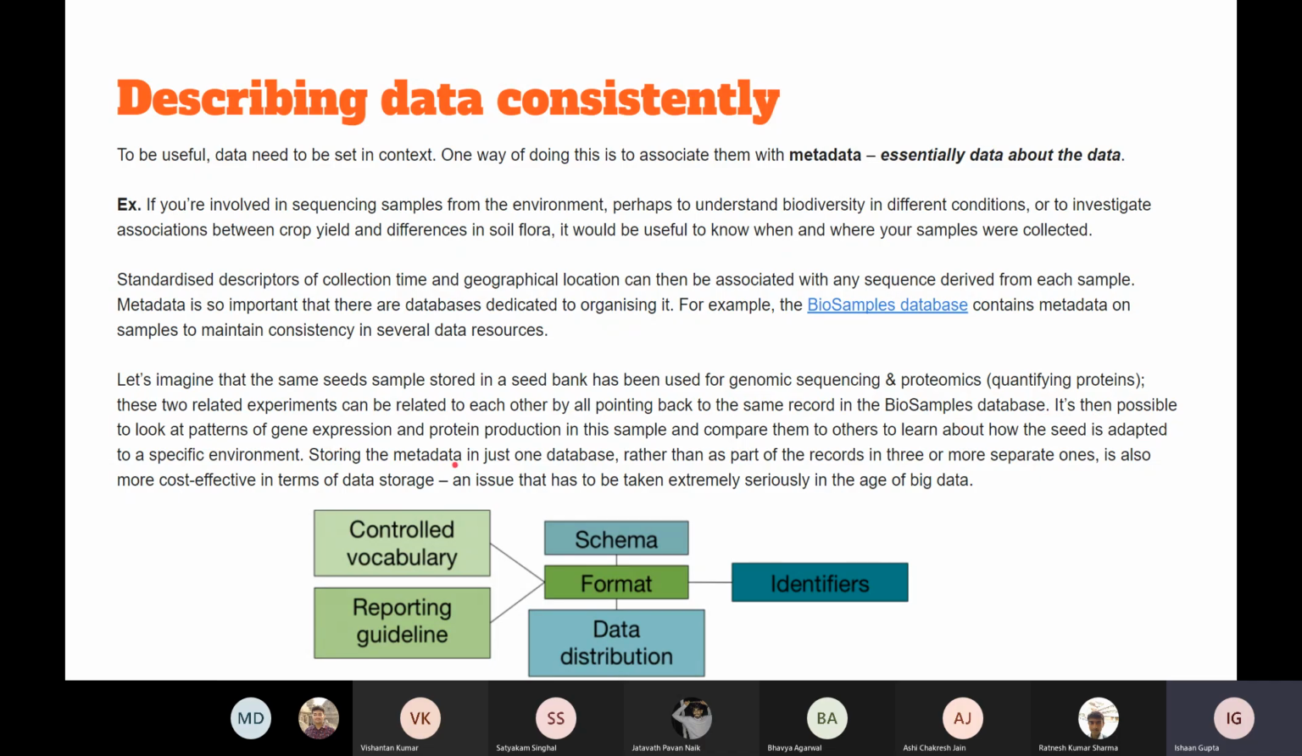It's then possible to look at the patterns of gene expression and protein production in this sample and compare them to others and learn about how seeds adapted to a specific environment. Now you can only compare these things if you are comparing apples to apples, oranges to oranges, right? So for each sample that you collected, if it is in a specific biosample format in the biosample database, then based on, let us say, GIS coordinates, humidity or whatever metadata you have collected about the samples, you can actually compare things properly.